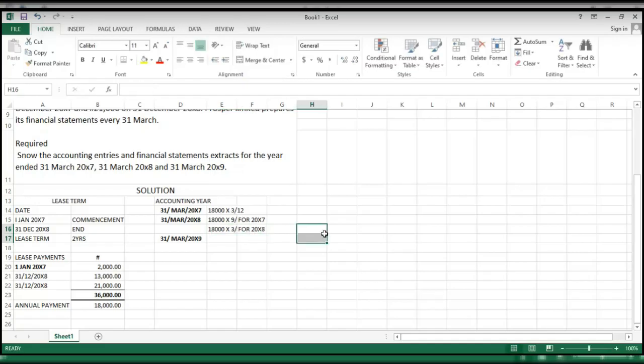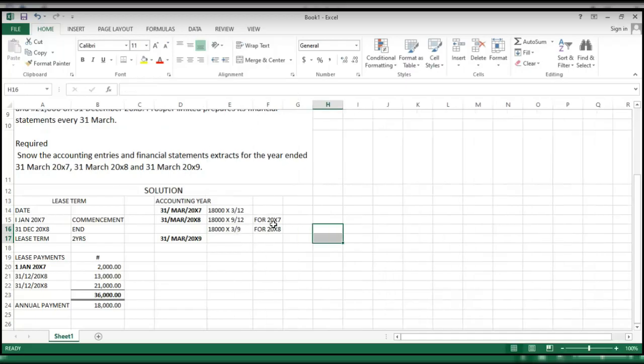So what we are trying to do here is to allocate all these payments to each month. And so another one is 18,000 times, now we have 9 over 12 remaining. It's for 20x8 also, but it's done in 20x9. See how we have allocated it.